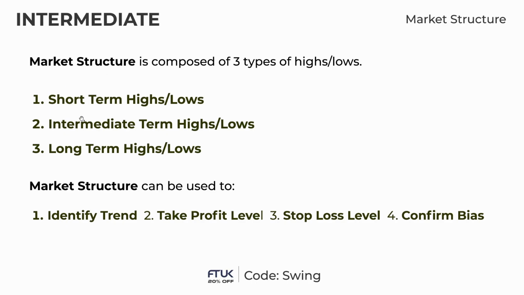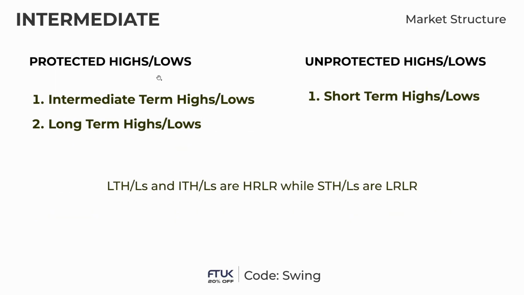We have three kinds of highs and lows: short-term highs and short-term lows, intermediate-term highs and lows, and then long-term highs and lows. We have two main categories in this. One is protected highs, and then the other is unprotected highs. Protected highs mean those highs which are not going to be taken out in a trend, and unprotected highs are those which can be taken out in a trend and price can still continue towards the direction.